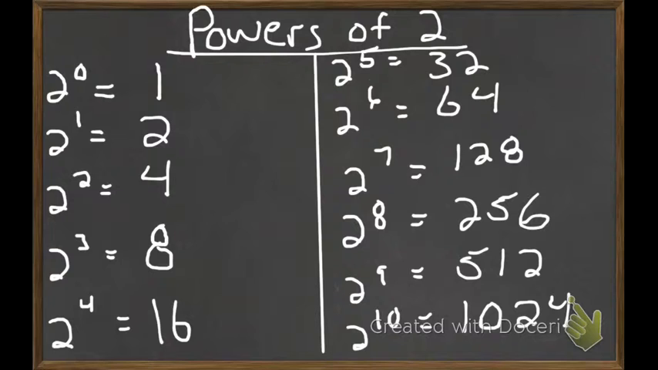2 to the 4 is 16. 2 to the 5 is 32. 2 to the 6 equals 64. 2 to the 7 equals 128. 2 to the 8 equals 256. 2 to the 9 equals 512. And 2 to the 10 equals 1024. Now you should notice a pattern here. From any given number, let's say I'm trying to go from 2 to the 2nd to 2 to the 3rd, you just multiply the previous result by 2.